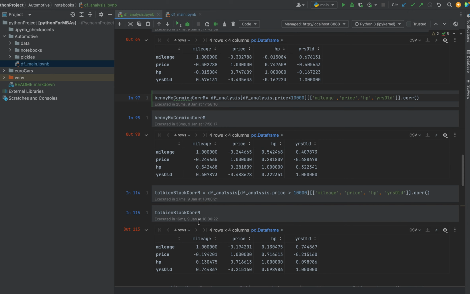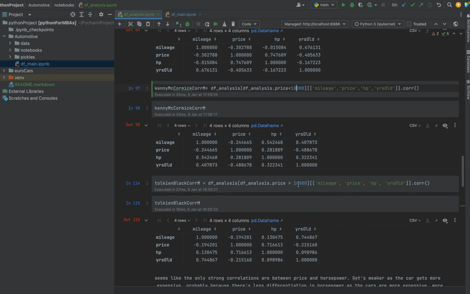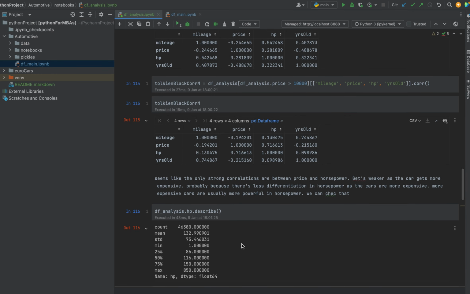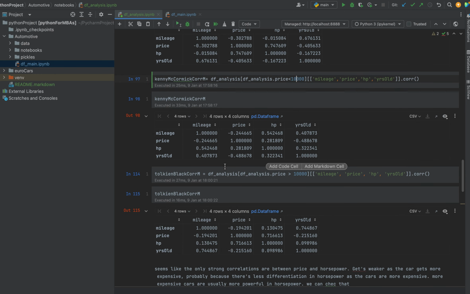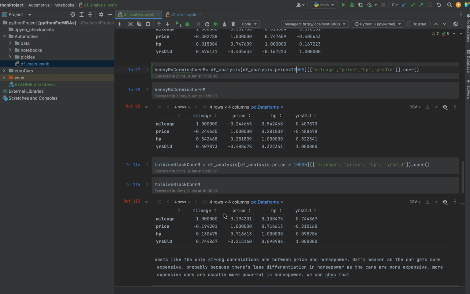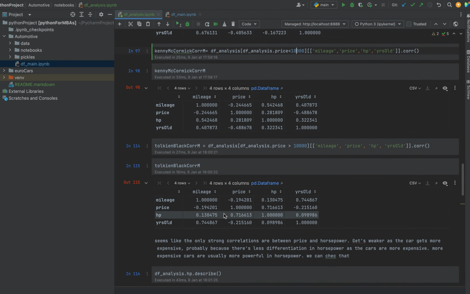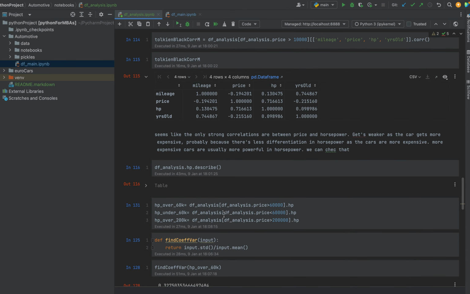So again, here it's over 10,000 euros. There's a little bit more of a correlation between horsepower and price, but less between mileage and how old it is. So again, we would figure, the more expensive the car, the more you get what you pay for, so you're probably going to get a stronger, more powerful engine.